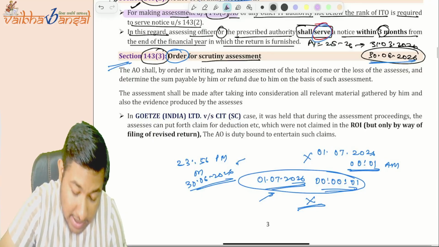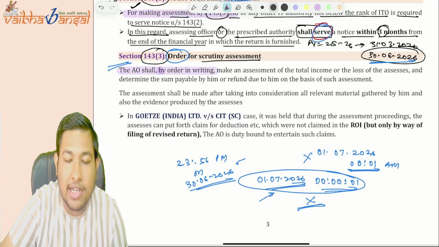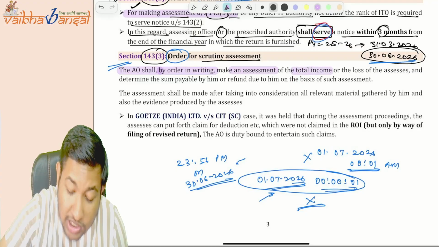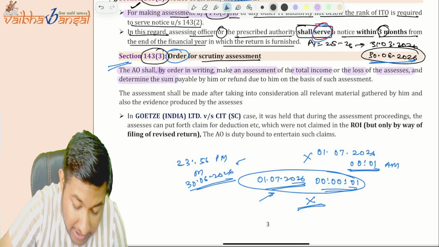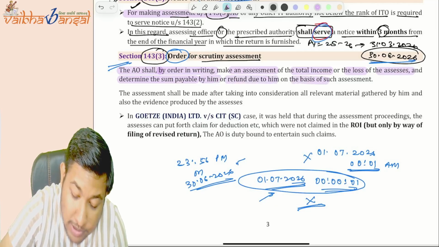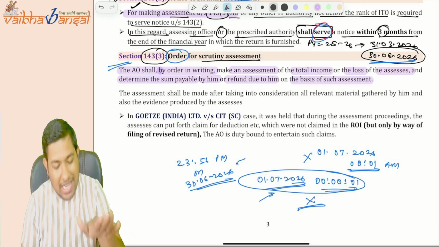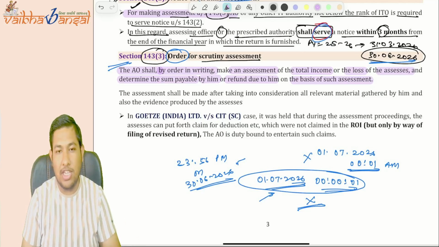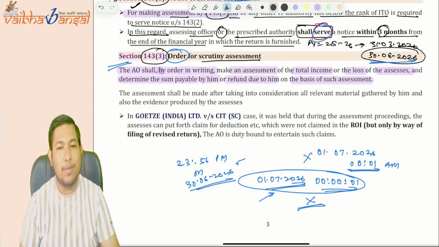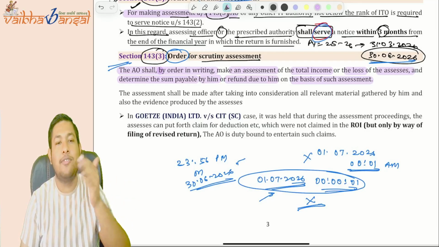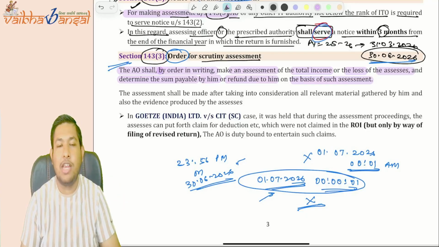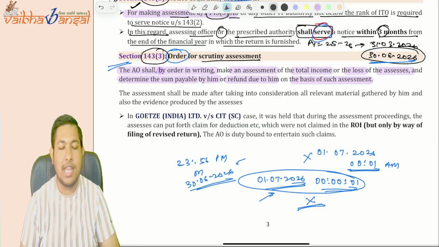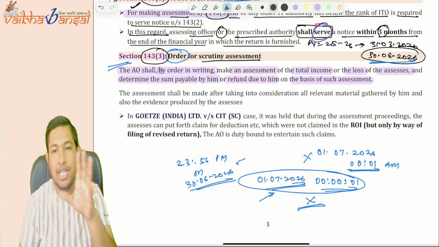Now, what they have said is that the AO shall, by order in writing, not by communication, it should be in writing, not oral, make an assessment of the total income or the loss of the assessee and determine the sum payable by him or refund due to him on the basis of such assessment. Whatever assessment he has done, he will calculate your total income or total loss. If there is income tax payable or a refund due, everything will be calculated by the assessing officer based on the notices and replies of the assessing officer and the assessee.